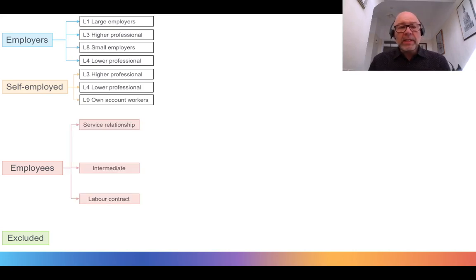Now within the NSSEC, obviously not all employees are treated the same, and we identify three basic types: a service relationship, an intermediate form of relationship with the employer, and a labour contract. These broad three positions are how employees are generally regulated by their employers through their employment contracts.